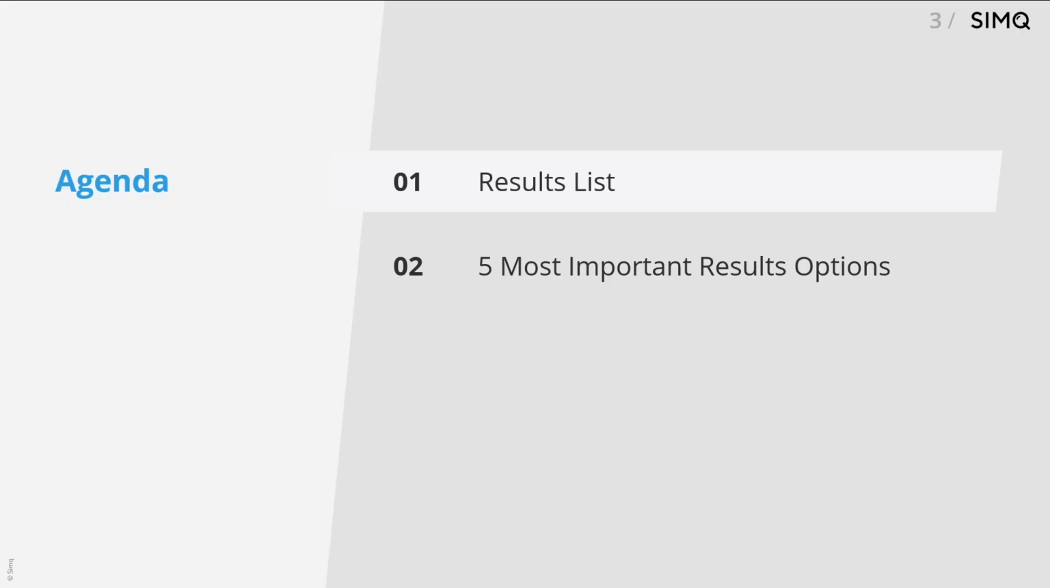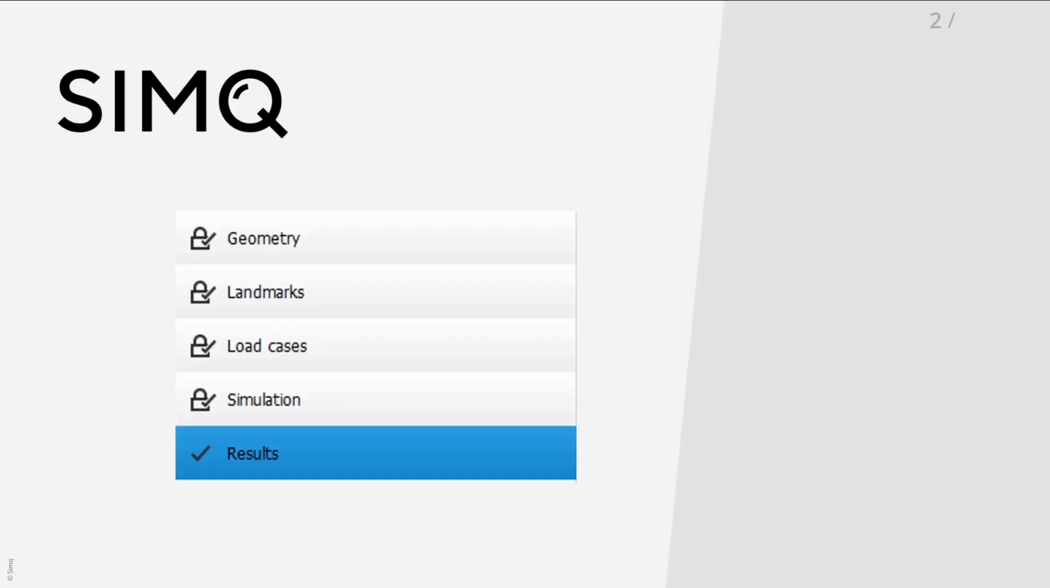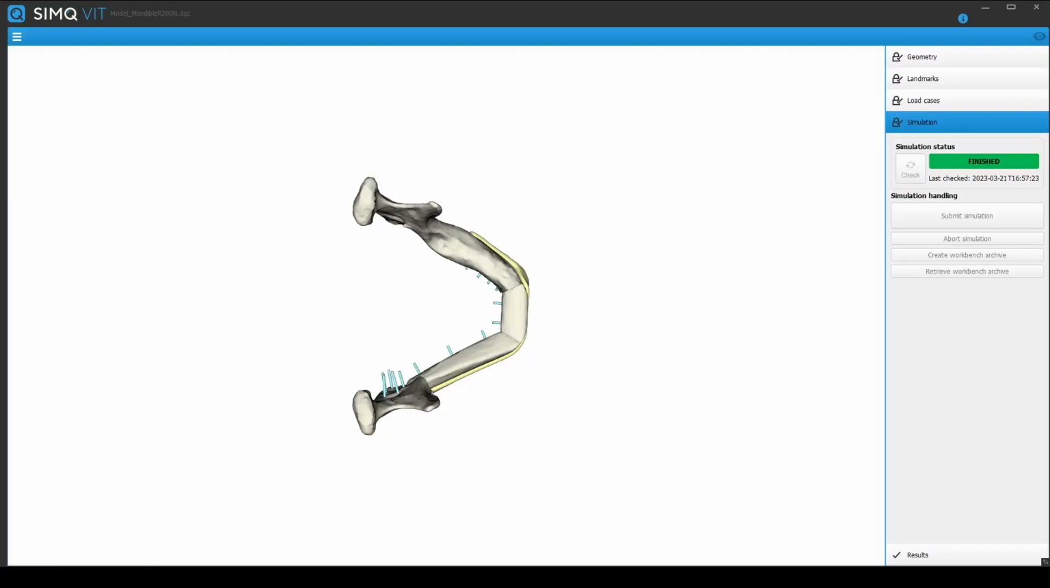Today, we're going to discuss the results list and the 5 most important results options. Our previous video covers the 4 tabs used prior to results: the geometry, landmarks, load cases, and simulation tabs. To get to the results tab, please click the gray tab located on the bottom right of the screen.